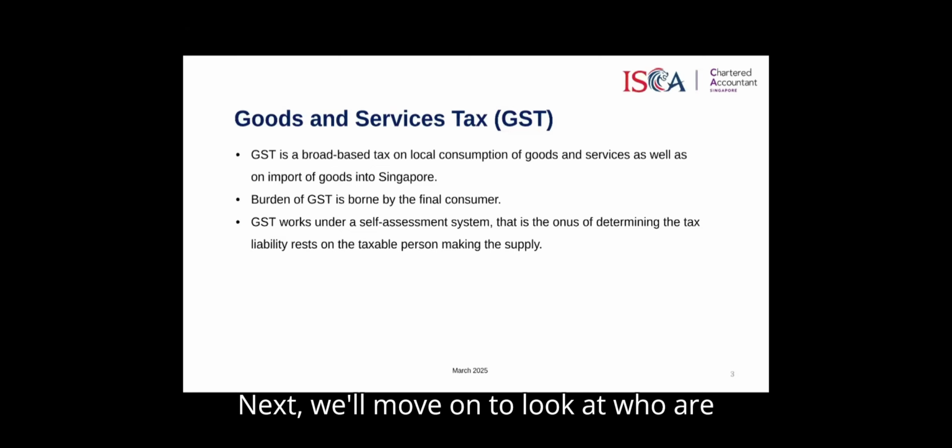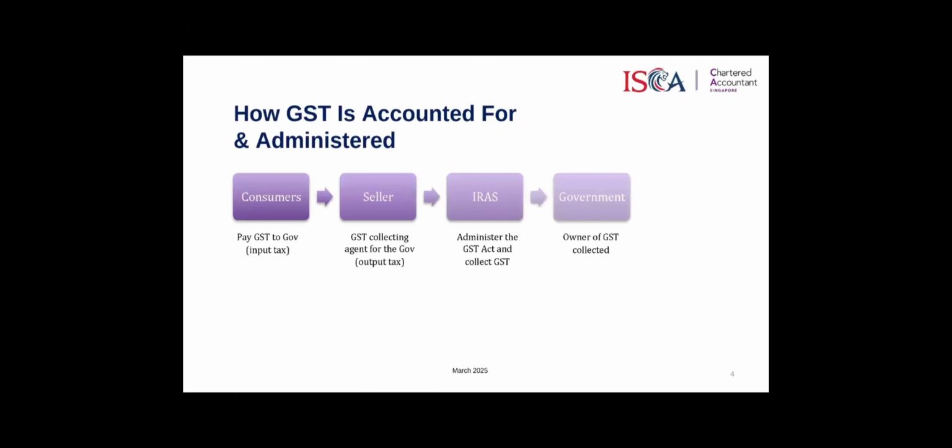Next, we'll move on to look at who are the parties in the supply chain in relation to GST. So on the left, we have consumers, moving on to seller, and to the Inland Revenue Authority of Singapore, commonly known as IRAS, as well as the government. Consumers like you and I are being charged GST by the seller when we purchase goods and services. Therefore, we will need to pay the GST as charged to the seller.